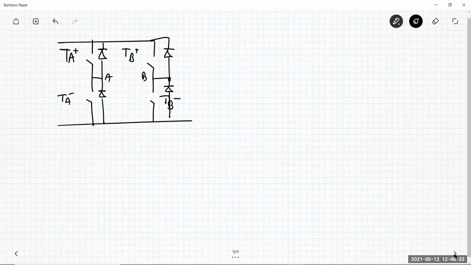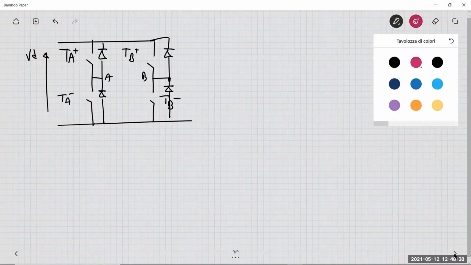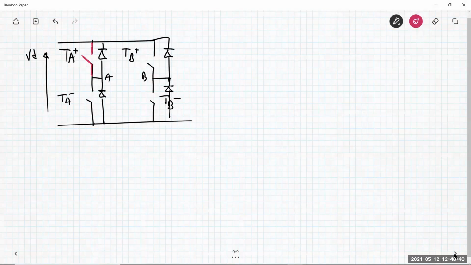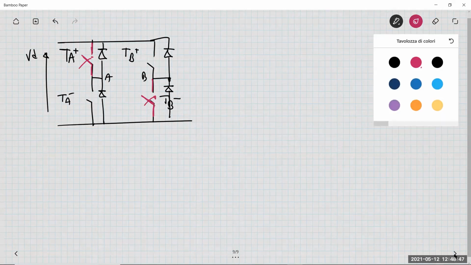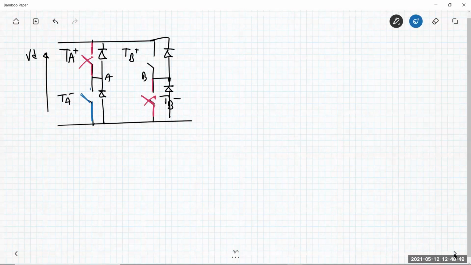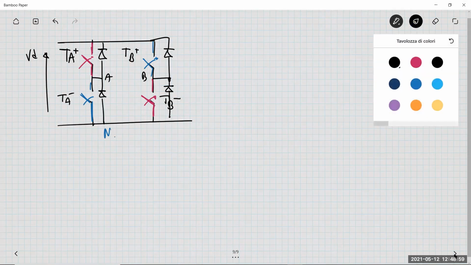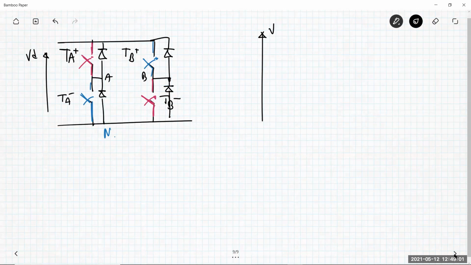A and B. This is VD. So for half of the period, TA plus and TB minus are closed, and the other two are open. In the second half of the period, TA minus and TB plus are closed. So if you look at TAN and TBN, basically you have that VAN over T is something like this.